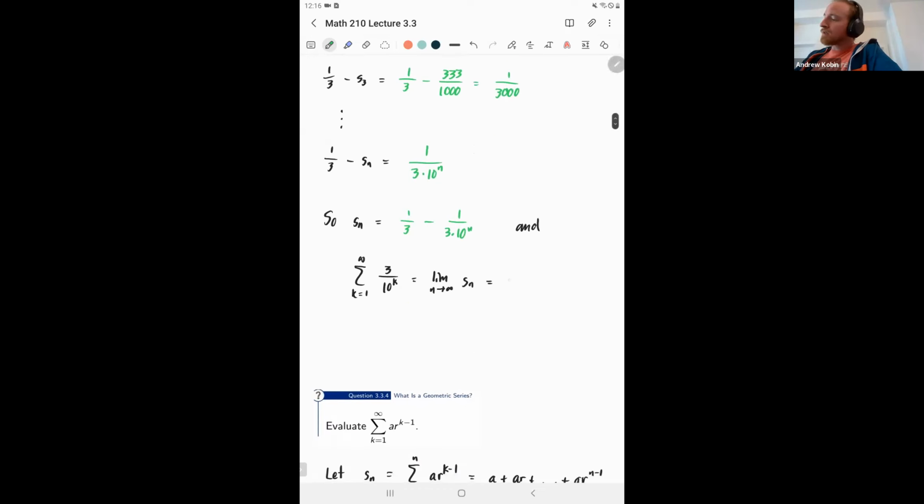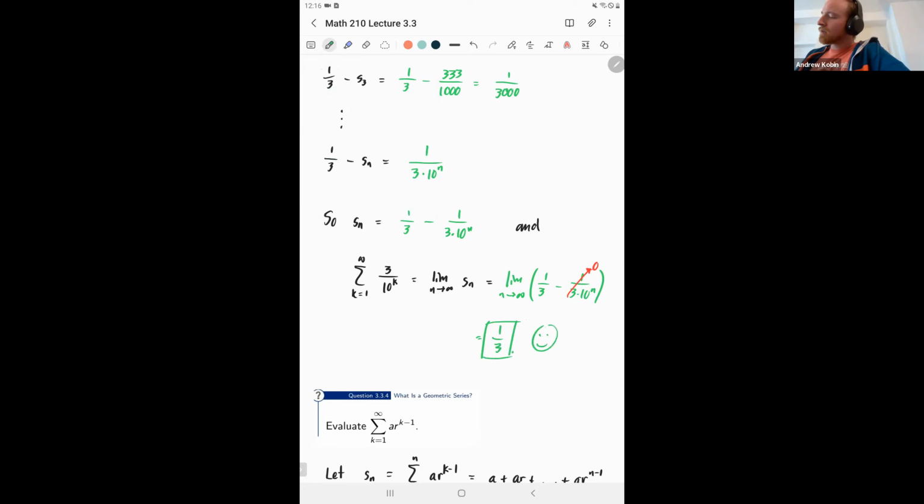So let's do it. As n goes to infinity, I have the nth partial sum in the series is 1/3 minus 1/3 times that power of 10. And as n goes to infinity, that second fraction goes to 0. So sure enough, we're left with a value of 1/3, just like we wanted.